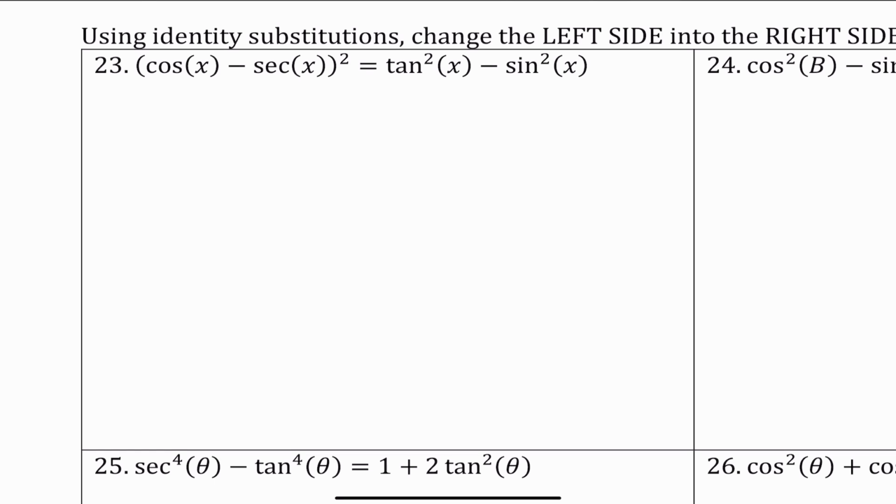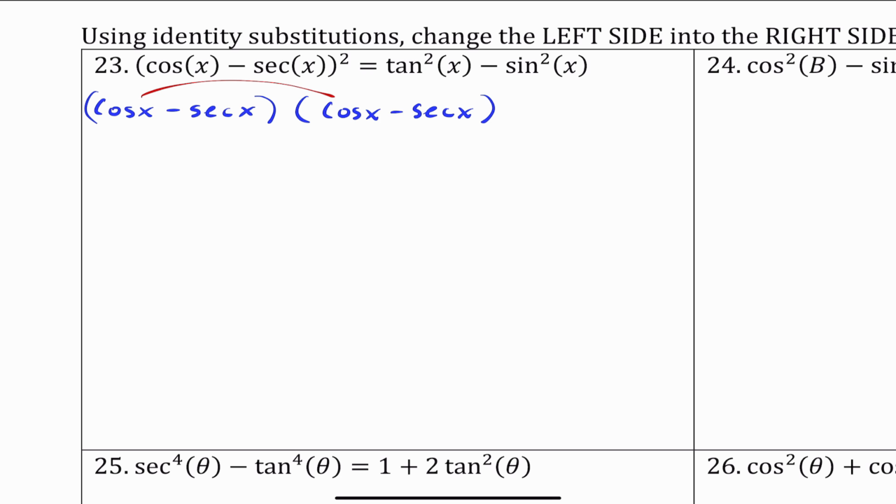Okay, so let's go ahead and look at the identities part on the review. So we have number 23, which says cosine of x minus secant of x quantity squared is equal to tangent squared of x minus sine squared of x. So if we look very carefully, this whole thing is being squared, so I can rewrite this as cosine of x minus secant of x times cosine of x minus secant of x.